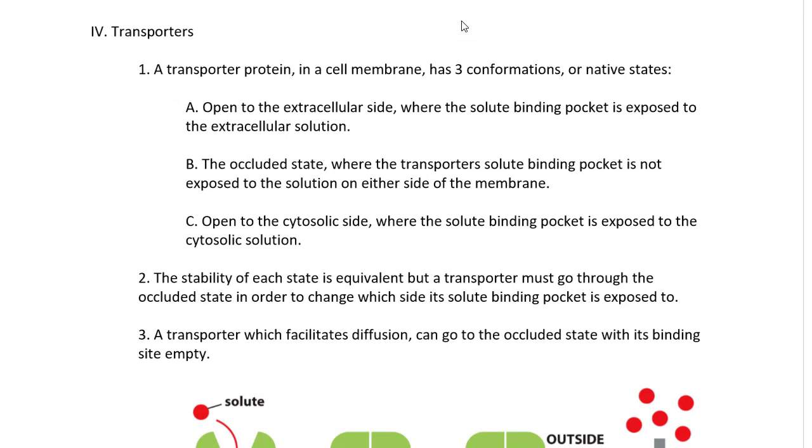So first we're going to talk about transporters. A transporter protein in a cell membrane has three conformations or native states. And we have talked about proteins that have more than one native state. Open to the extracellular side, where the solute binding pocket is exposed to the extracellular solution. The occluded state, where the transporter solute binding pocket is not exposed to the solution on either side of the membrane. Open to the cytosolic side, where the solute binding pocket is exposed to the cytosolic solution.